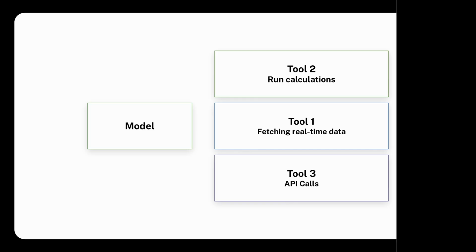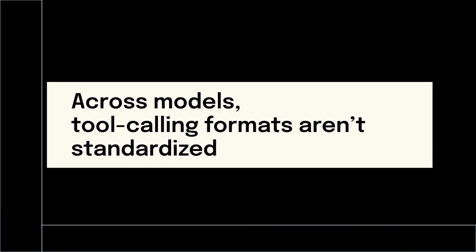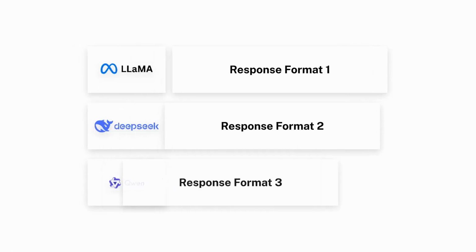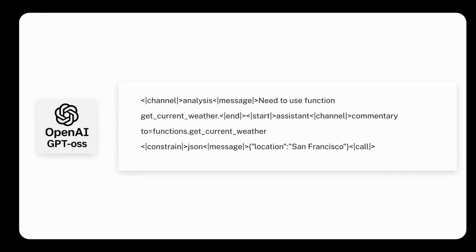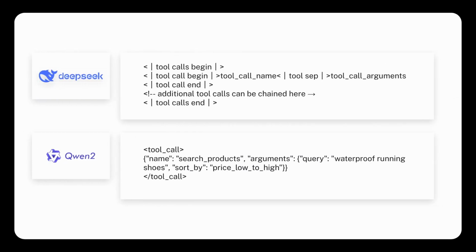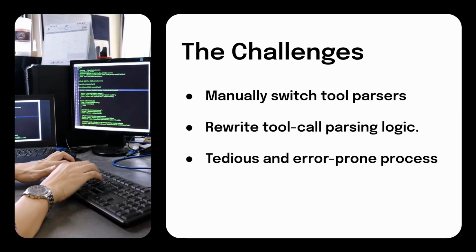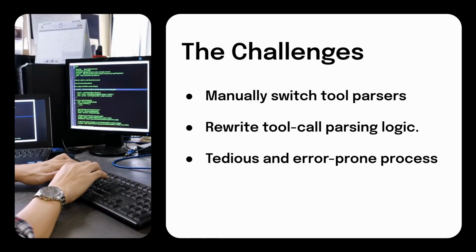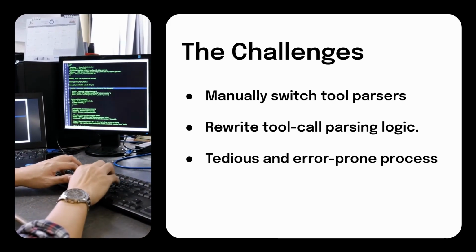However, the challenge teams face is that tool calling formats aren't standardized. Different models have different response formats that use different templates and syntaxes. For example, GPT-OSS uses the Harmony response format, while others like DeepSeek and Qwen follow their own conventions. If you want to evaluate or switch between models, you often end up manually switching to different tool parsers or rewriting tool call parsing logic each time, which is tedious and error-prone.